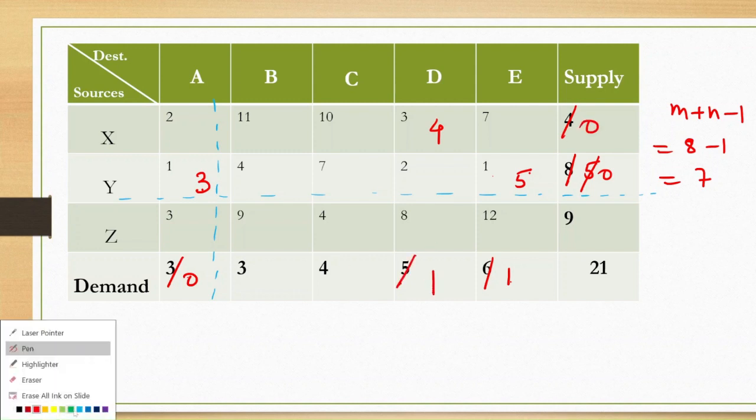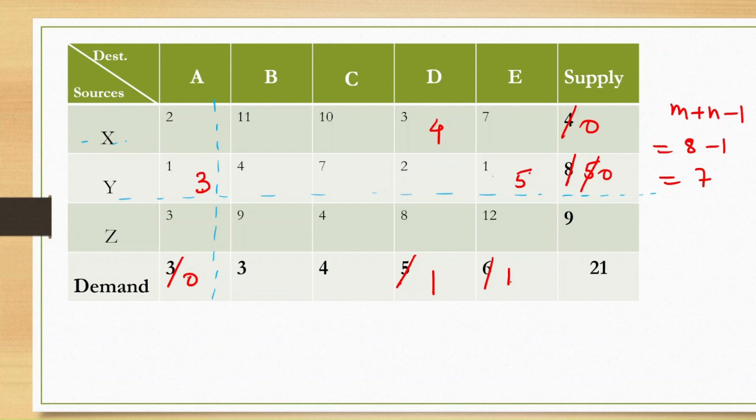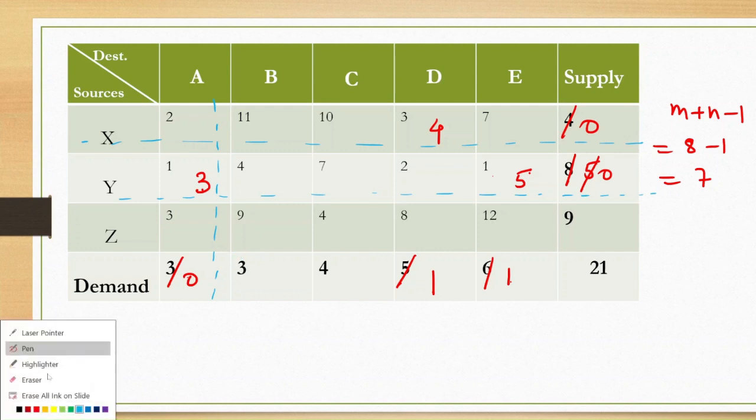Now looking for the lowest cost cell in the remaining cells. The leftovers that I have are only 4 cells, as you can see here.